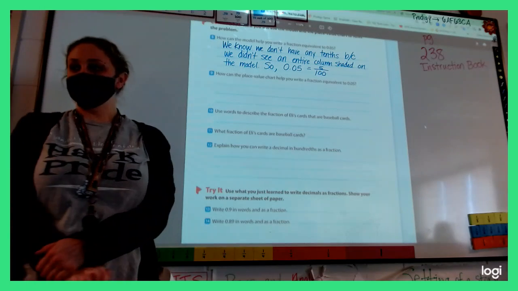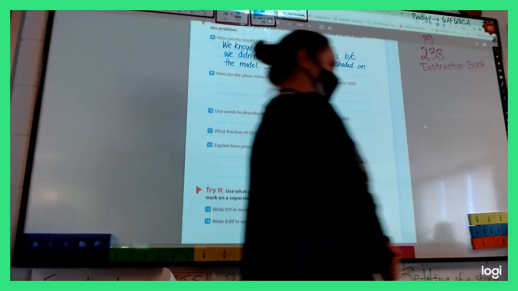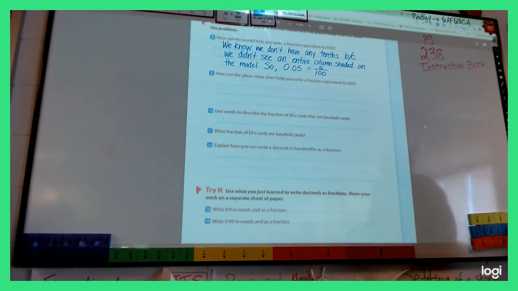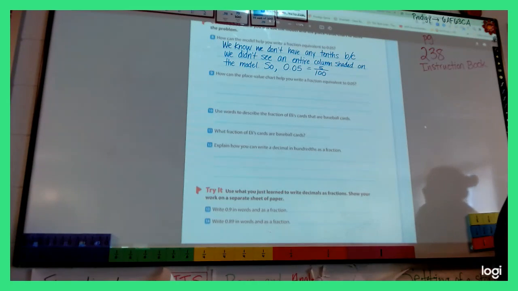So we had no tenths. I really like how Angie said that. If you don't see a whole column shaded, there's no tenth, right? Do the ones matter in the column? That's also a good question.